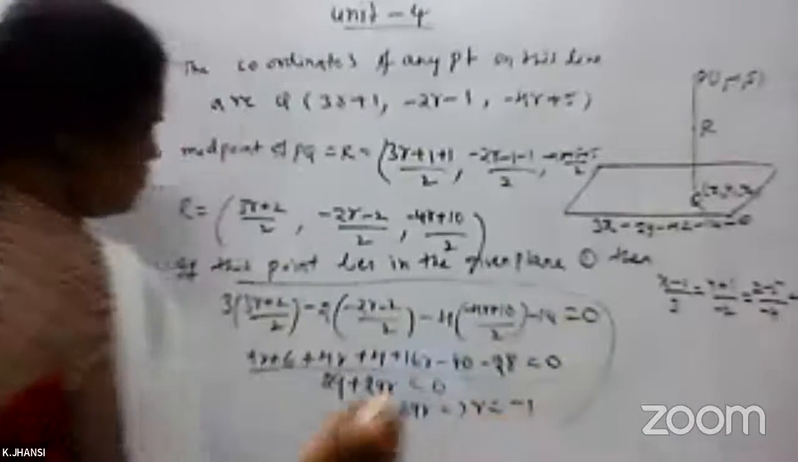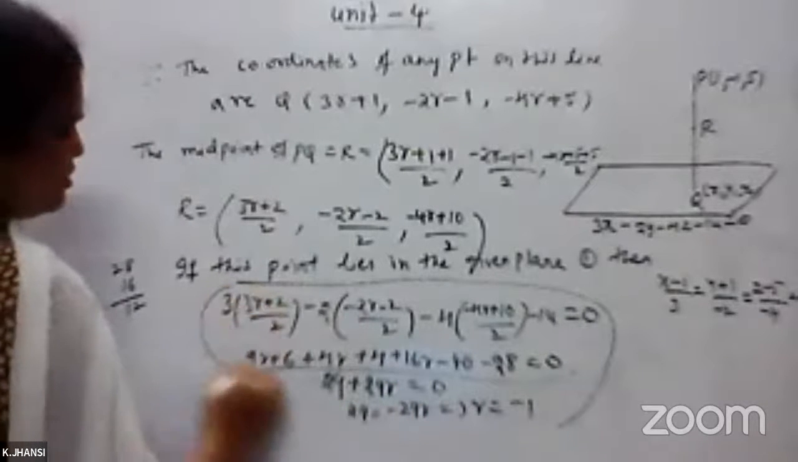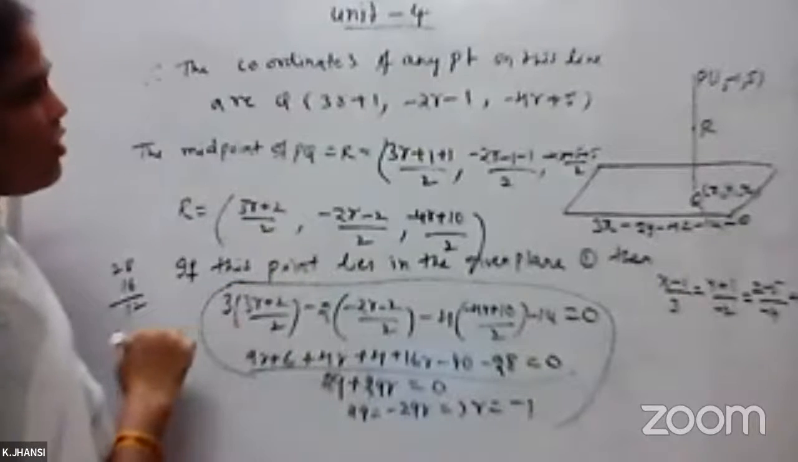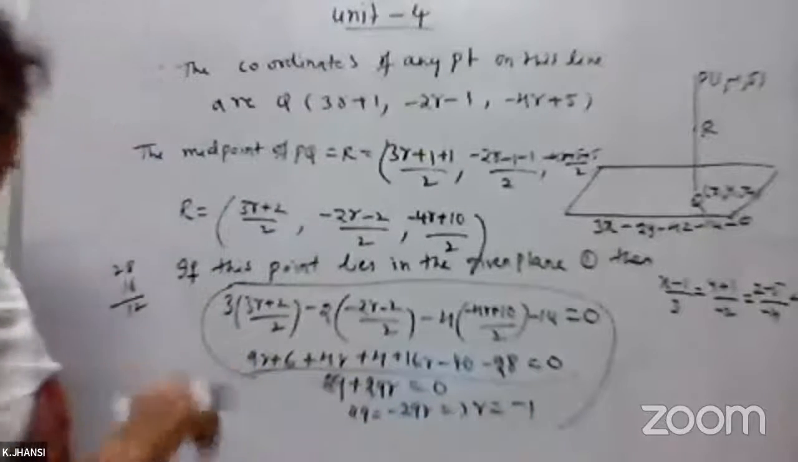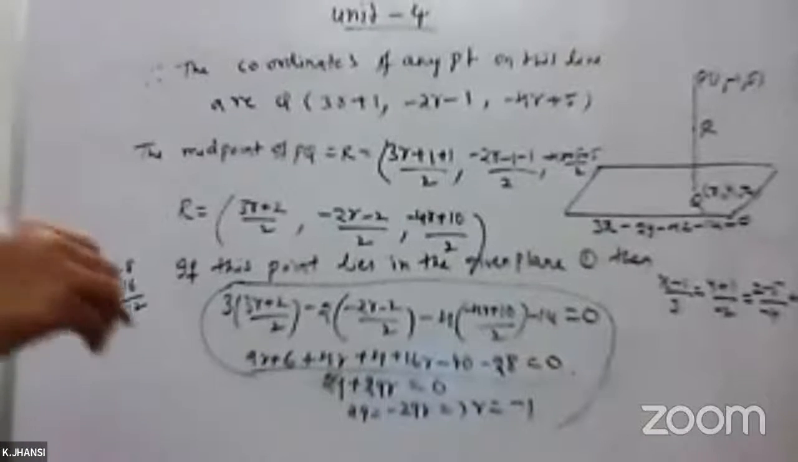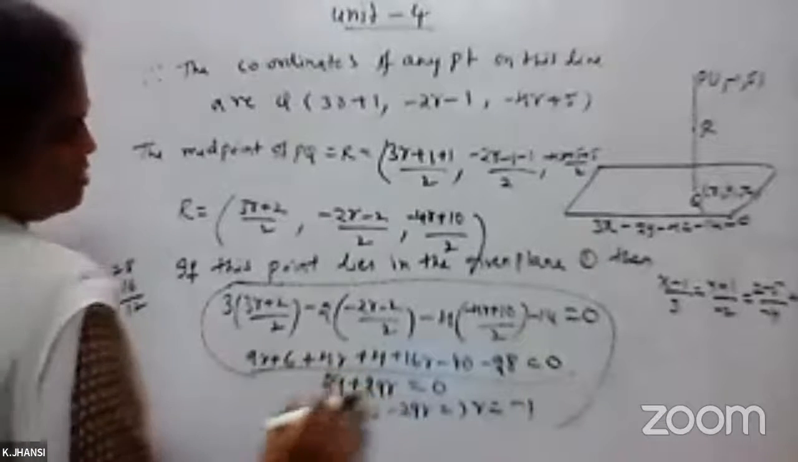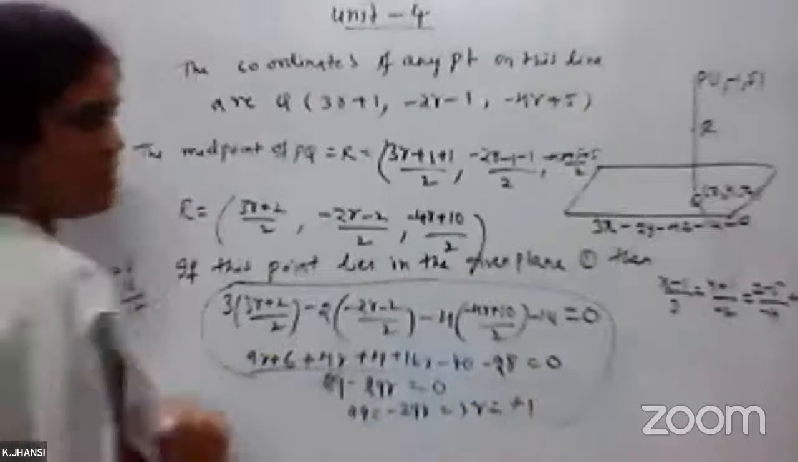Okay. So you have to get 29 plus 29R equals 0. Somewhere it may have gone wrong. You see that one. So you'll get the R value as minus 1, 29 minus 29. So you will get R value as plus 1.